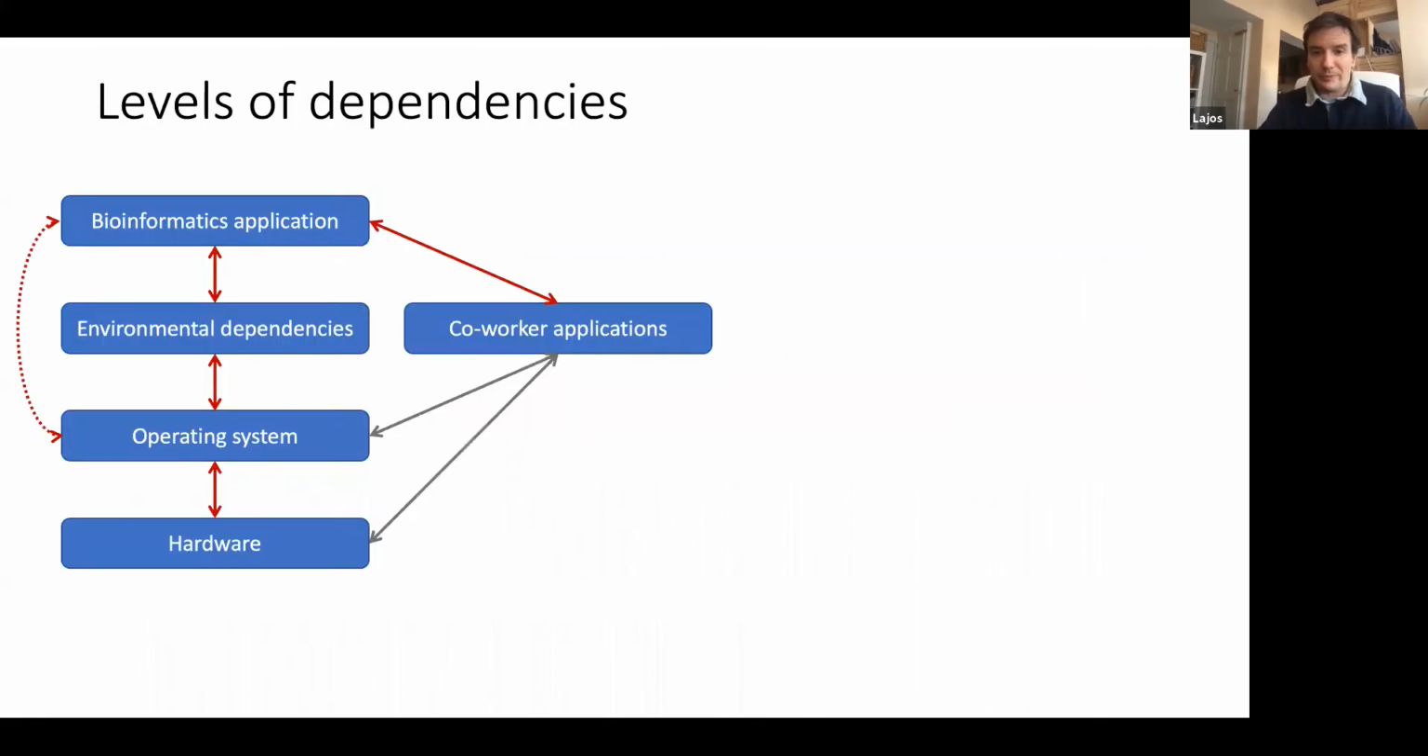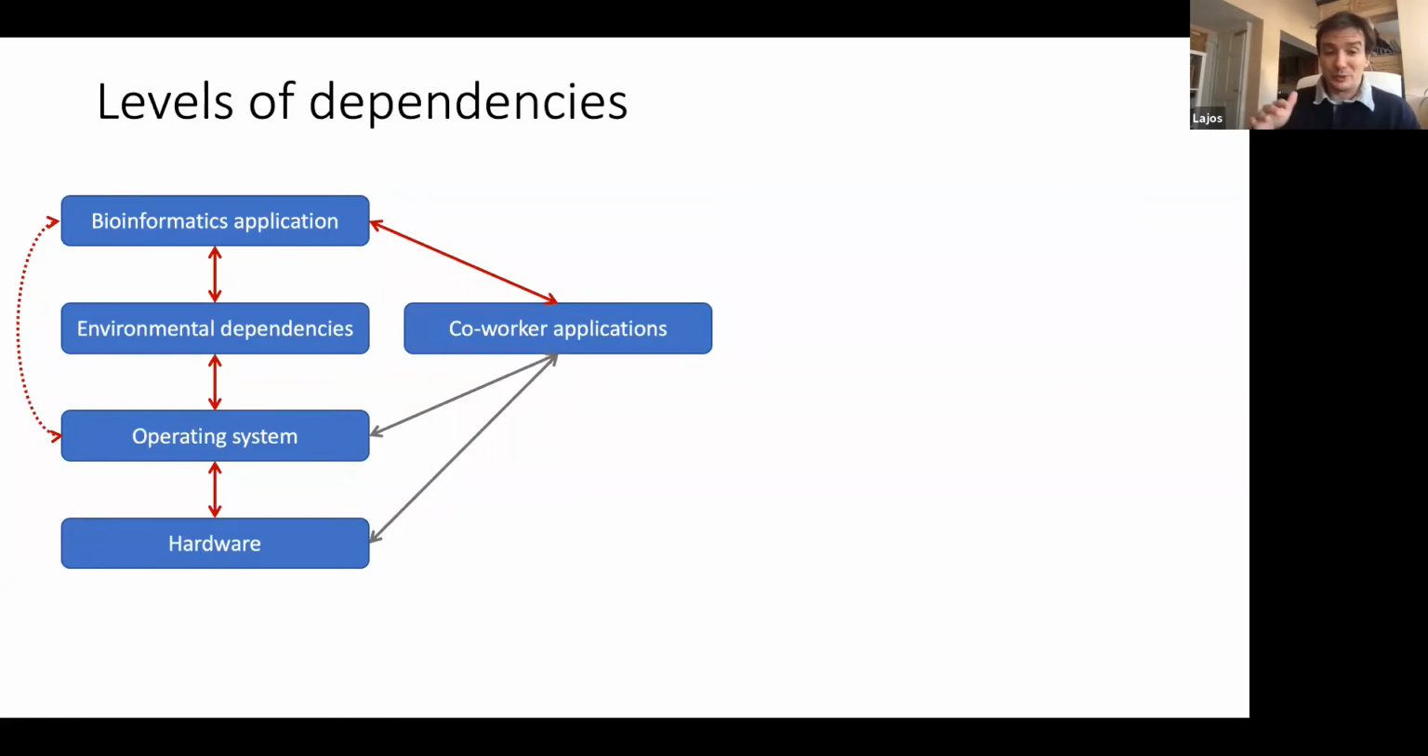So let's make the picture even more complicated with the different levels of dependencies. You have to be very careful with dependencies. I have 4 levels here, and I will go through each of them, and I will tell you what you can do to avoid problems with dependencies. So of course, everything depends on the hardware. That's what we spoke about a week ago. You have to have enough memory, enough storage space, and a good enough CPU to run your programs.